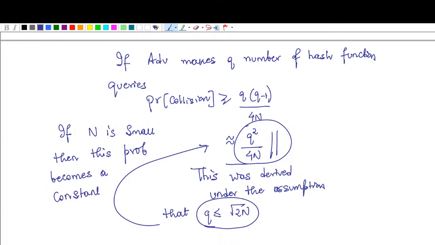Okay. In fact, if we take this condition q less than or equal to root of 2n, then this almost becomes 2n over 4n, which is roughly half. That means there is almost a 50% chance for the adversary to find a collision, right?